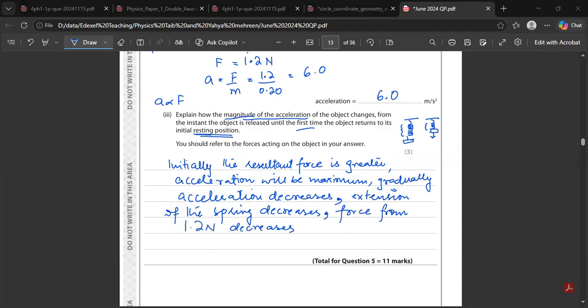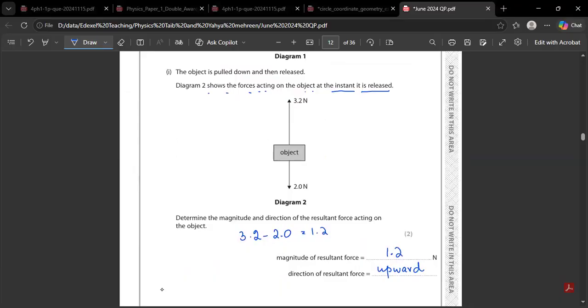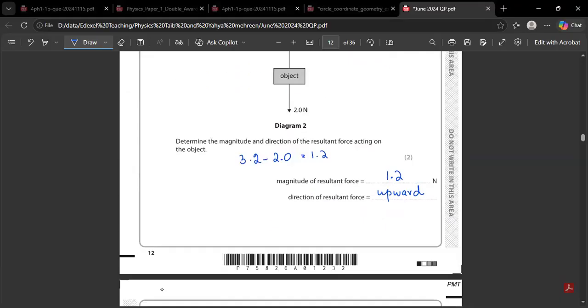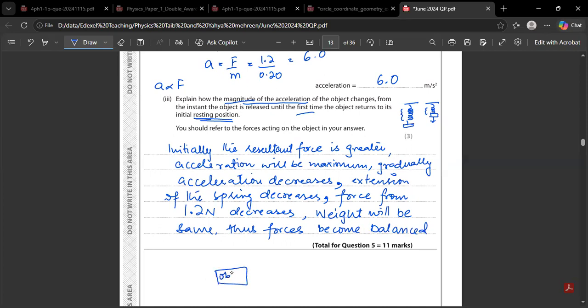And what do you think? Weight of the object becomes same or different? Will the mass of the object be different or same? Okay, so let me write it here. Weight will be same, thus forces become balanced, right? Forces become balanced. That means this is the object.